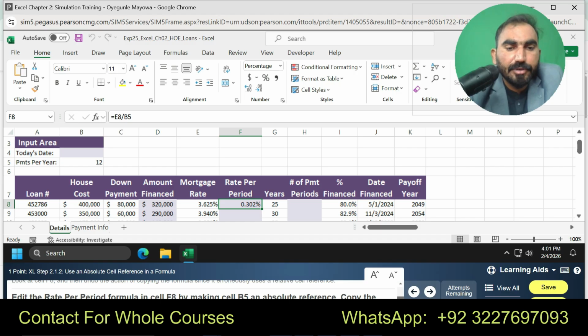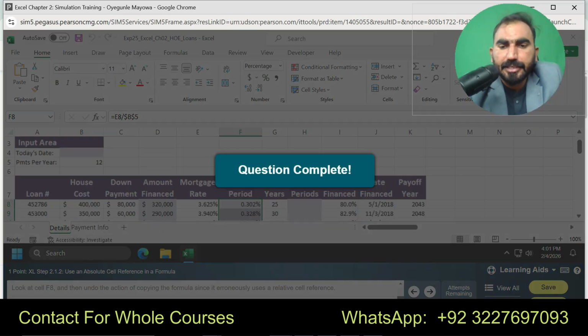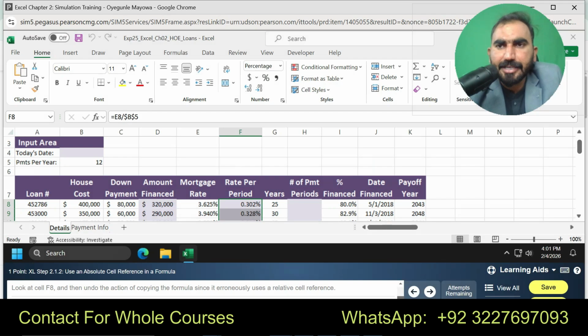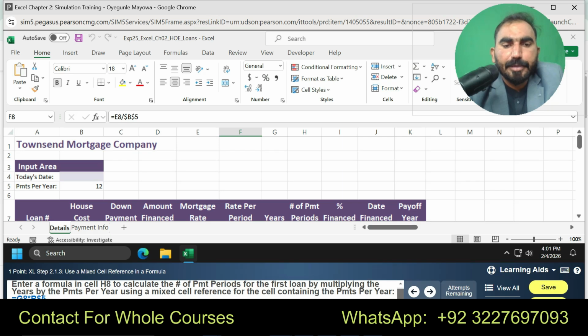Change the reference to B5 to absolute, and then copy the formula. I have completed step number 2. Now I am going to move to my next step. Enter a formula in cell H8. Calculate the payment period for the first loan by multiplying the years by the payments per year.